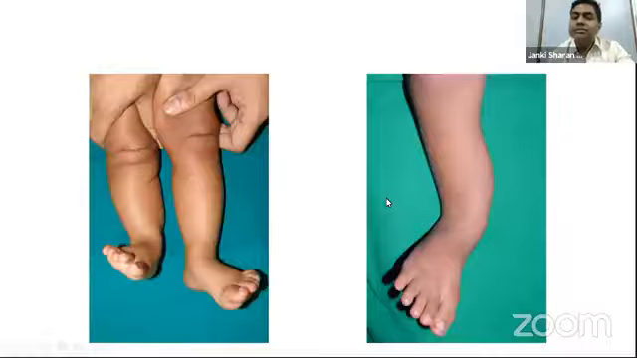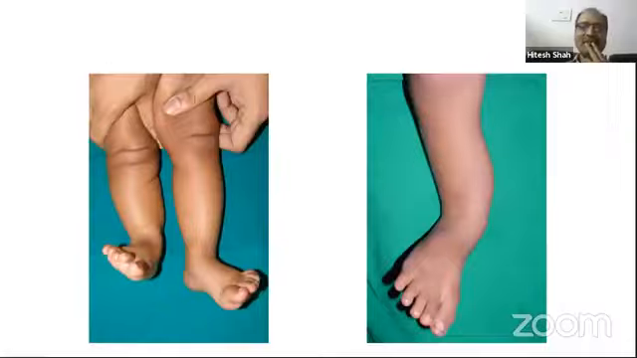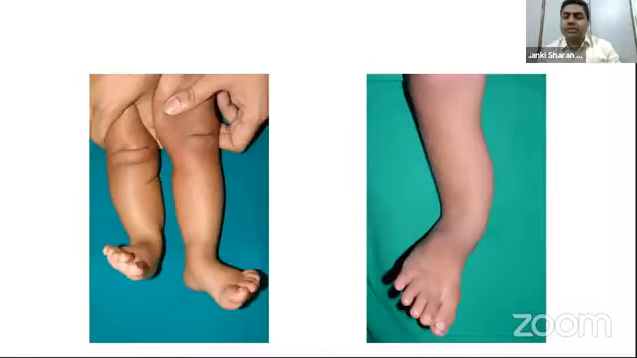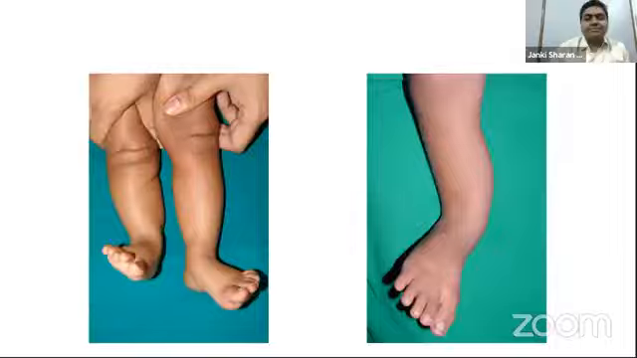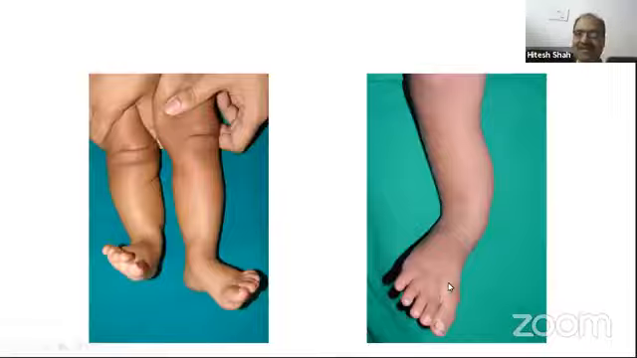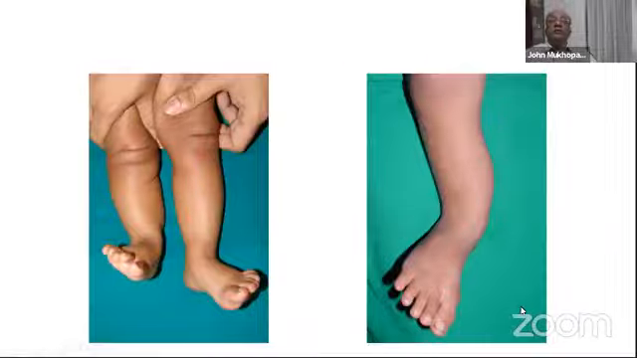Right side: a child born with a deformity of the tibia, and when it becomes a 3-year-old child, this is the deformity. Can you describe what the diagnosis is? Spotters. Yes, Sumit. I think we have Sumit, Avinash, Sachin. Ankle valgus. What's the diagnosis?